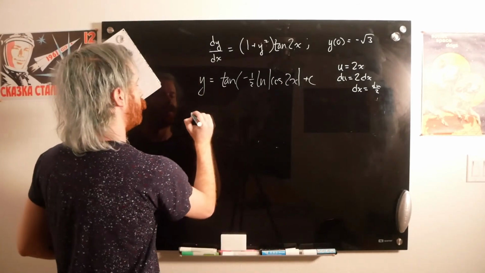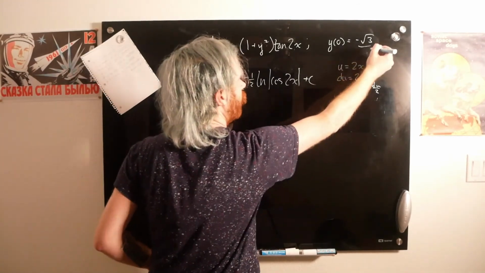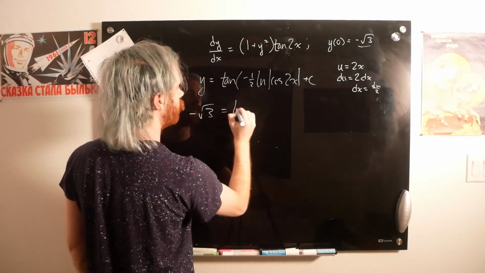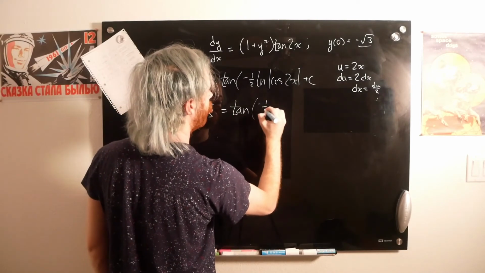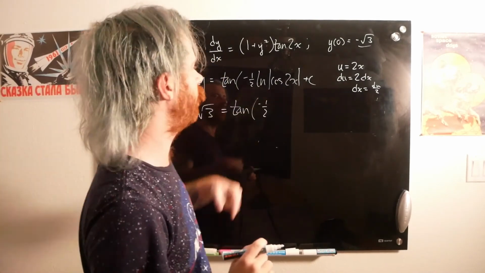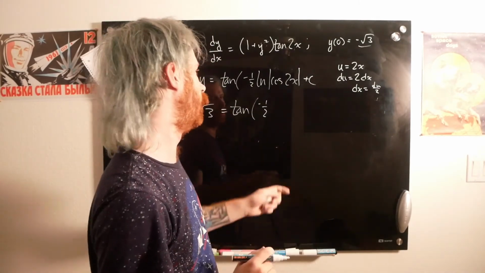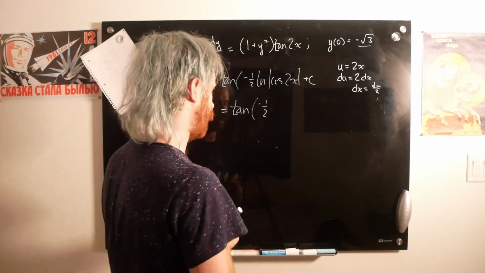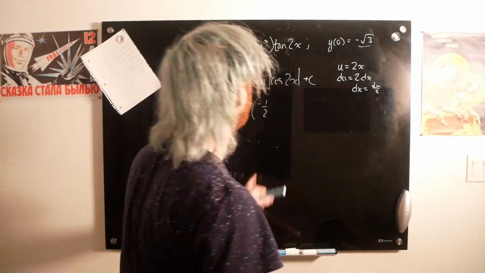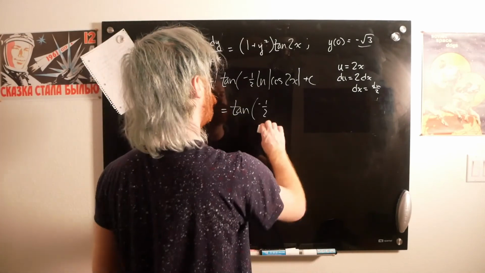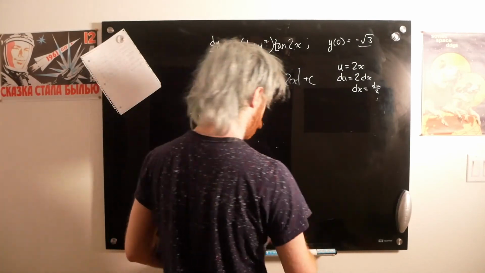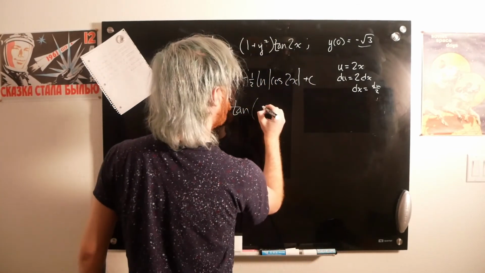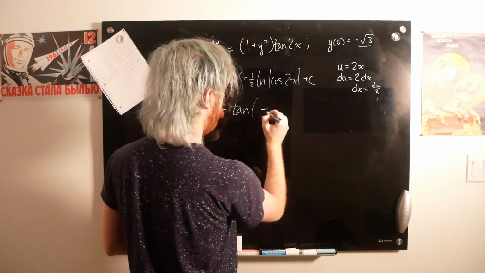So negative root 3, because y equals negative root 3 when x is 0, equals the tangent of negative 1/2 times the natural log of the cosine of 2 times 0. Well, 2 times 0 is 0, so cosine of 0, which is 1. So the natural log in this function is just going to go away, because you're going to have negative 1/2 times the natural log of 1, which is just 0.